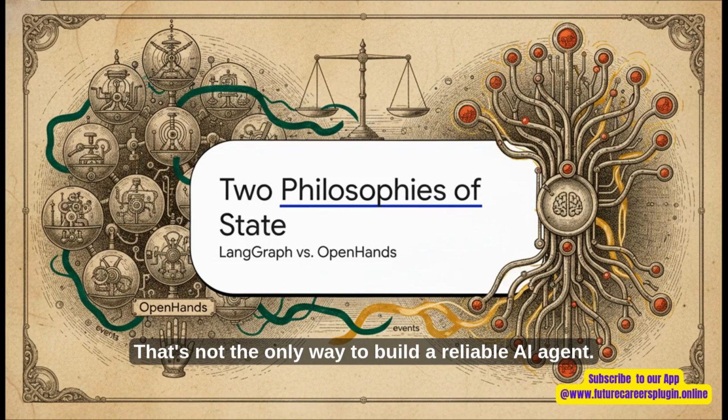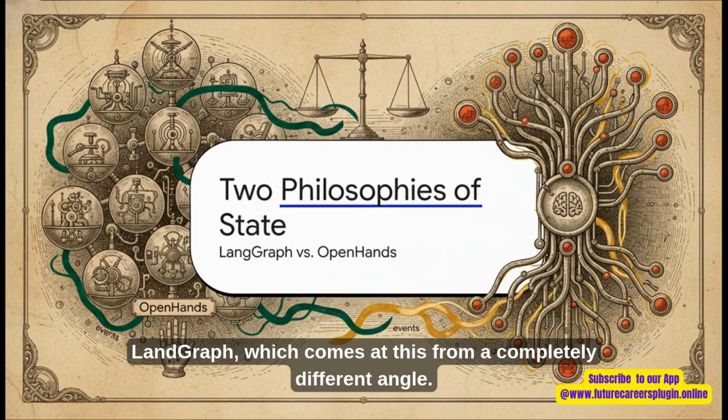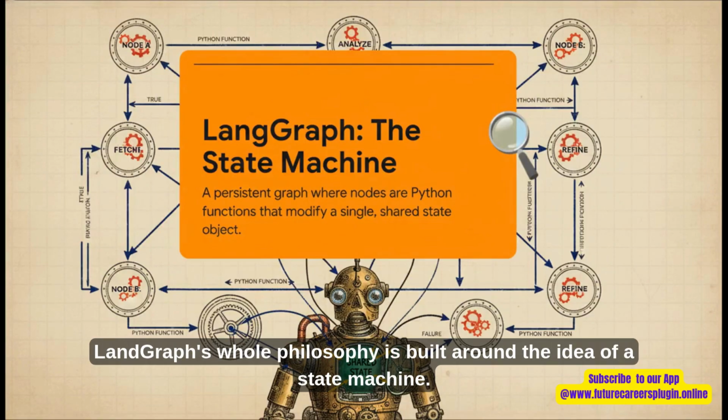Okay, so OpenHands found its solution with this modular, event-driven design. But here's the thing. That's not the only way to build a reliable AI agent. So now, let's switch gears and look at another amazing framework, LangGraph, which comes at this from a completely different angle. LangGraph's whole philosophy is built around the idea of a state machine.